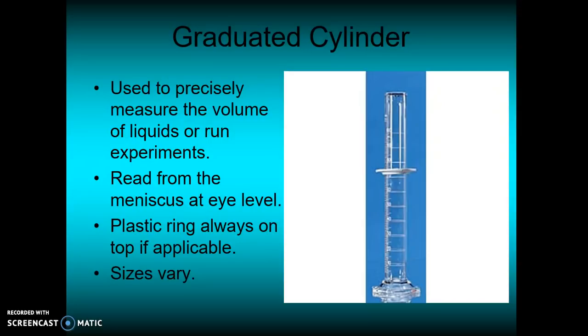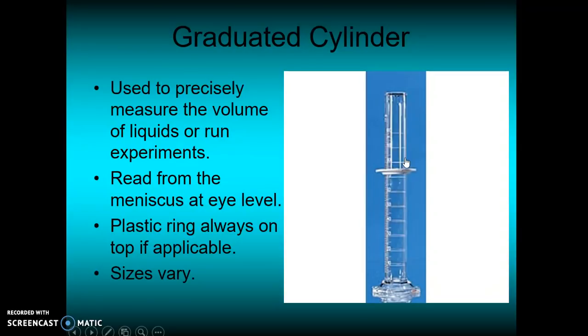Graduated cylinder. If you look at this glassware, it also comes in various sizes, but this is used for precisely measuring the volumes of liquids. How to read the level of the liquid, we are going to discuss in the class, and you have to read it from the meniscus at eye level. So what is a meniscus? We are going to discuss that in class.